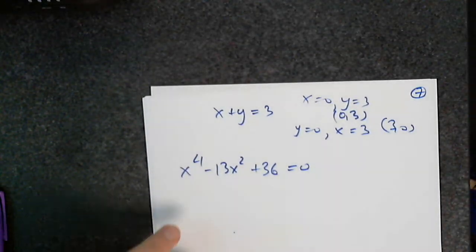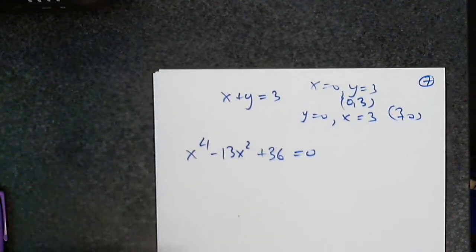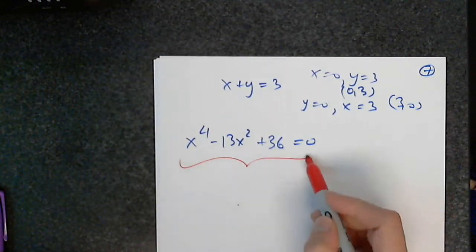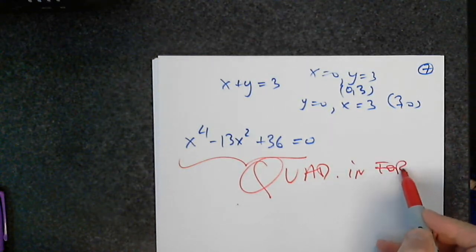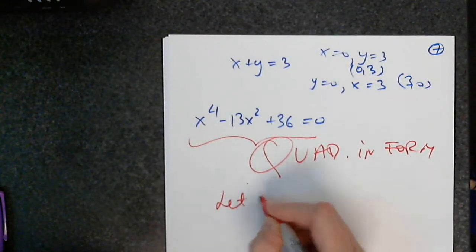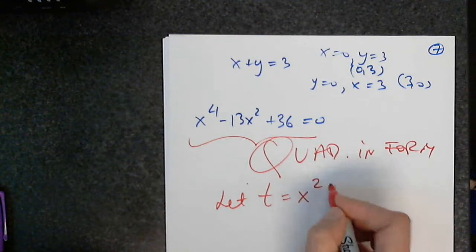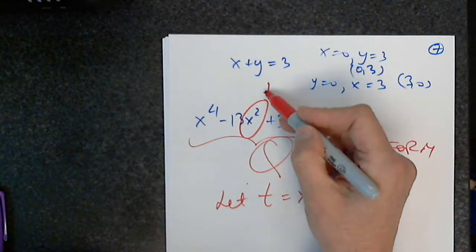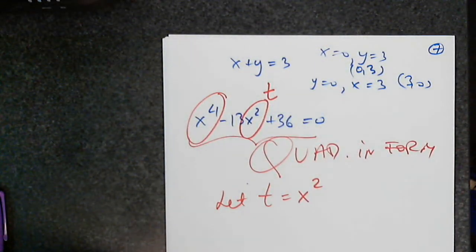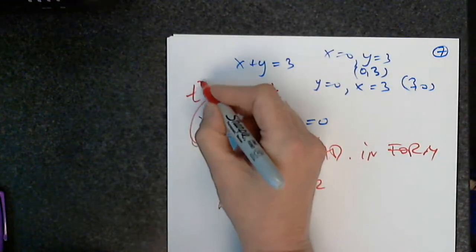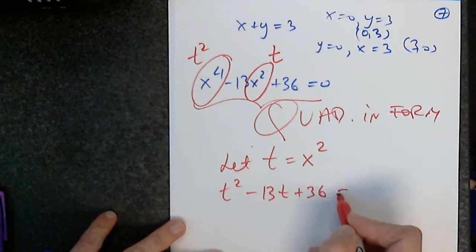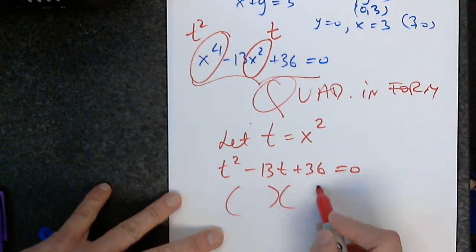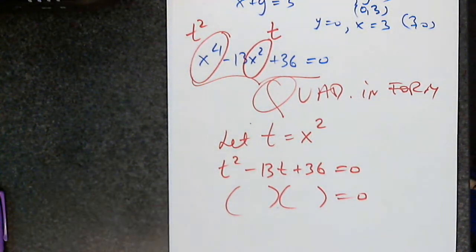I may or may not be able to figure it out, but I realize that this equation is quadratic in form, which means I can say let t be x squared. If this is t, what is this? Yes, indeed. So the equation becomes t squared minus 13t plus 36 equals 0. And I know how to factor because this is not difficult.